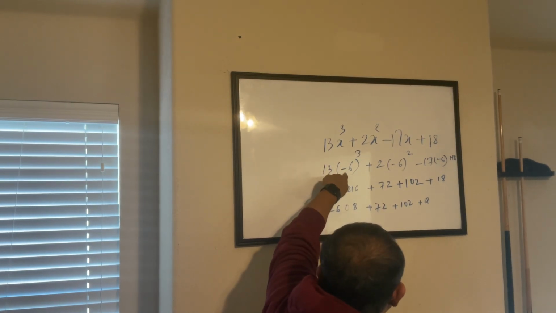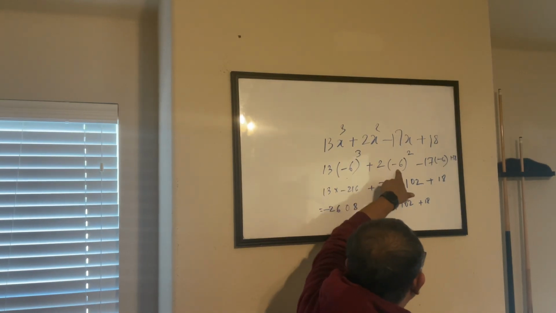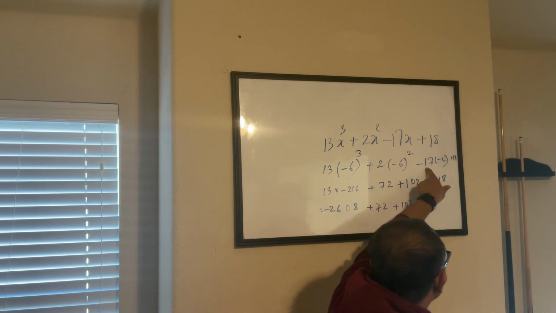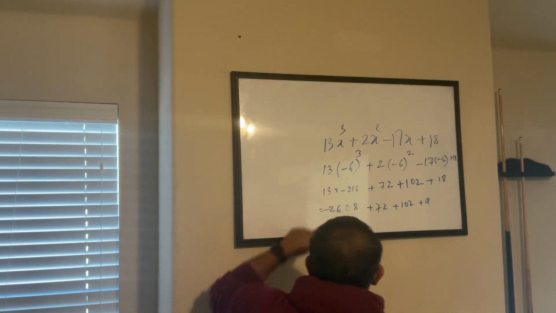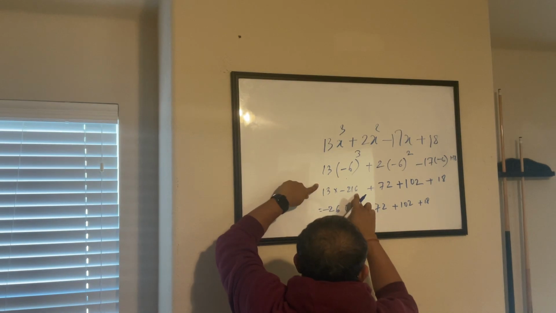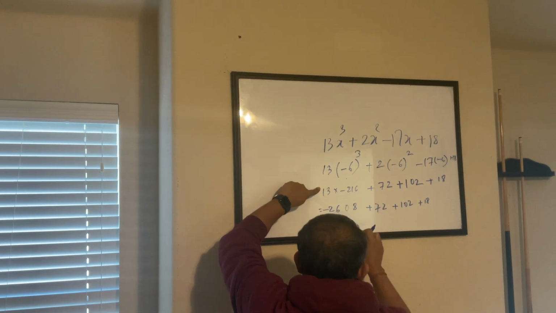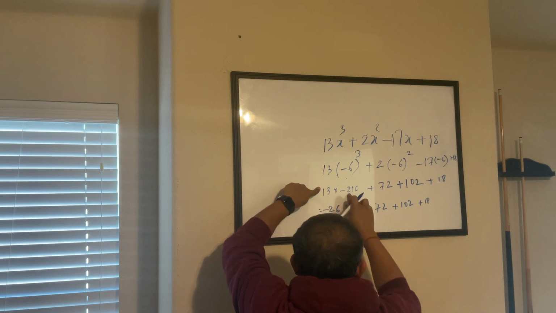Minus 6 cube is minus 216, and then 6 minus 6 gives me a 36 times 2, 72. 76 is 102 and 18. So I have got 13 times 216. So 13 6 is 78. So 8 is here, 7 carry forward. 13 is 13 plus 7, 20. 2 carry forward. 13 2 is 26 plus.